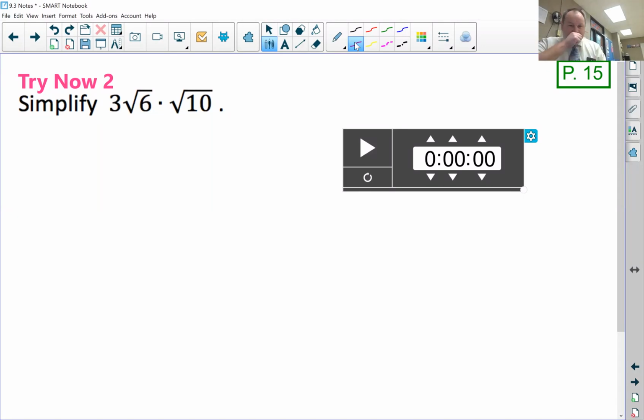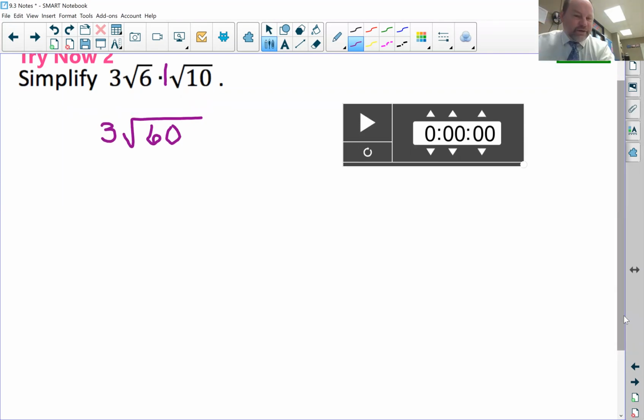All right. So again, we have a 3 here. It's kind of understood like there's a 1 in front of this radical. Would really help if I could draw a 1 and make it look like a 1. There we go. So we get 3 times 1, which is 3. Inside the radical, 6 times 10, which is 60.